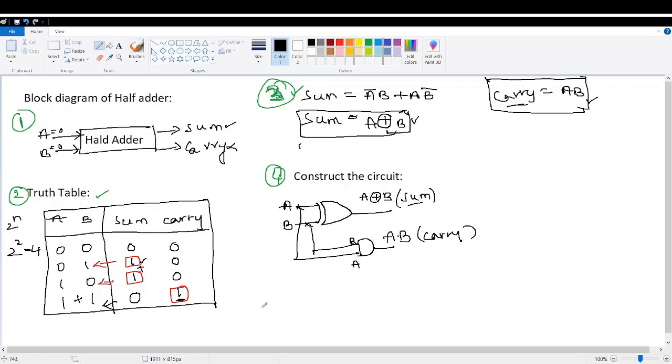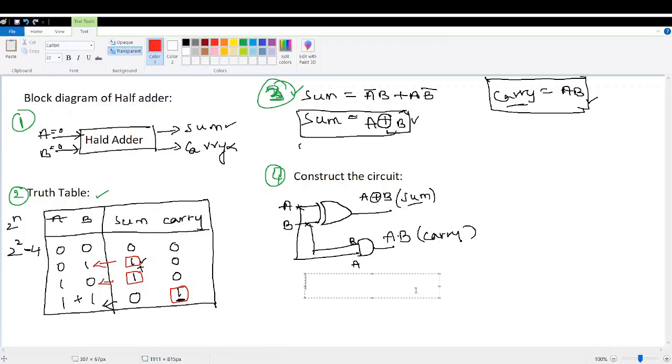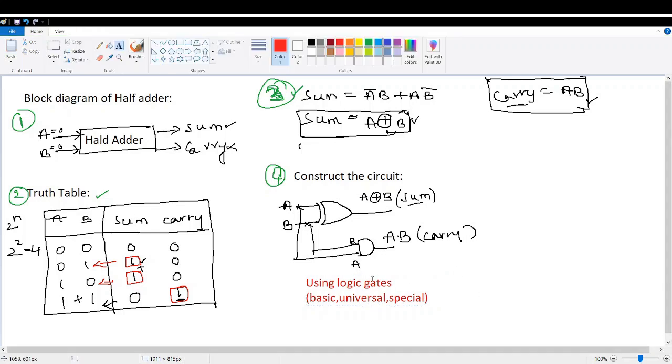Done. Now another way of implementing this circuit is using basic gates. Now here if you observe, we have implemented this circuitry using logic gates. So logic gates in the sense, we have used basic gates also, universal and special. Any gate you can use in logic gates.